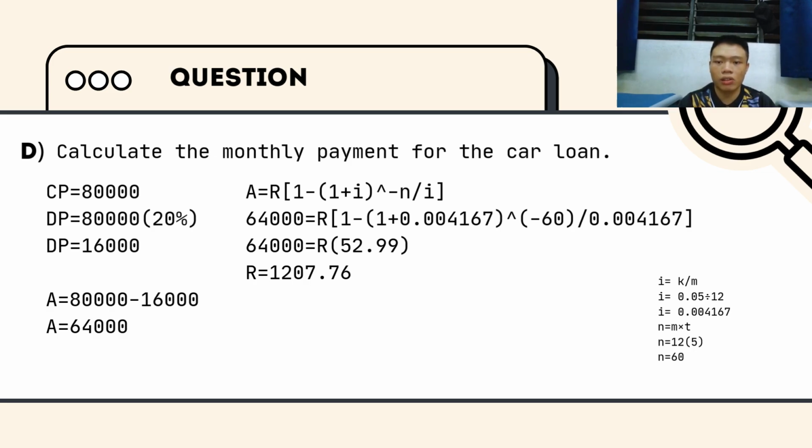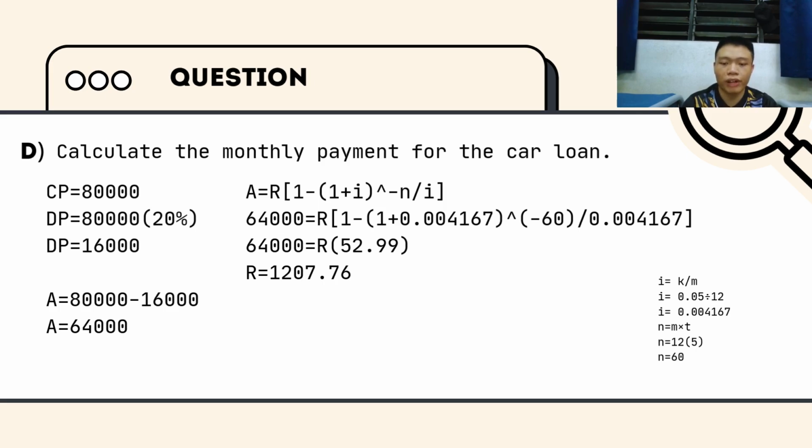D. Calculate the monthly payment for the car loan. Firstly, the CP given is 80,000. To find DP, we need to multiply CP by 20%. So, DP equals 80,000 in bracket 20%. The answer is DP equals 16,000.